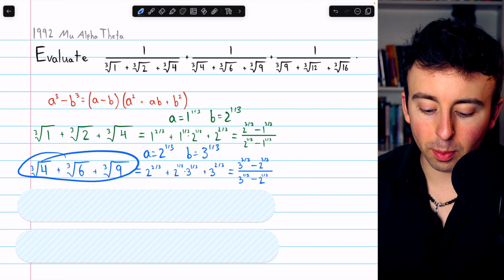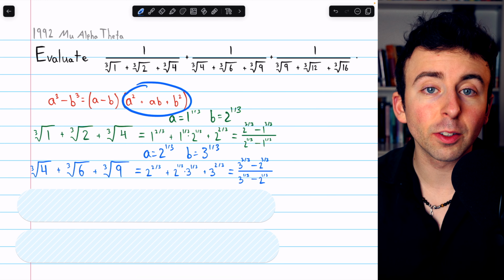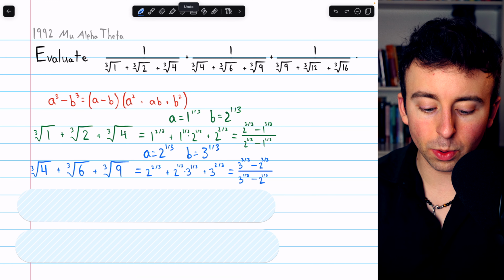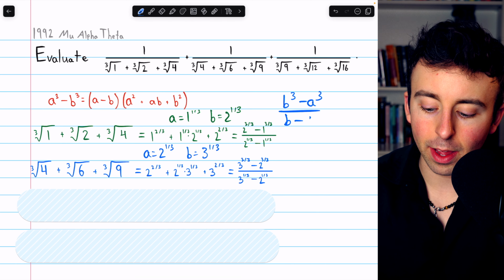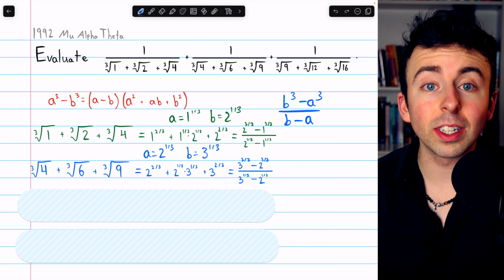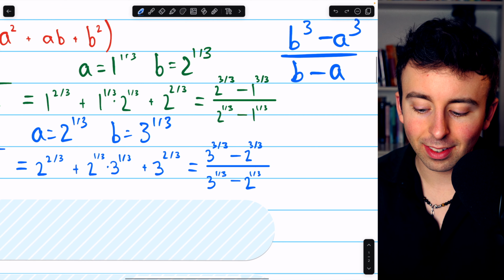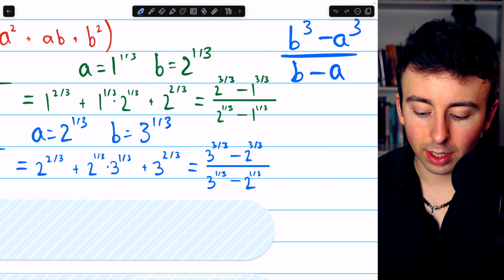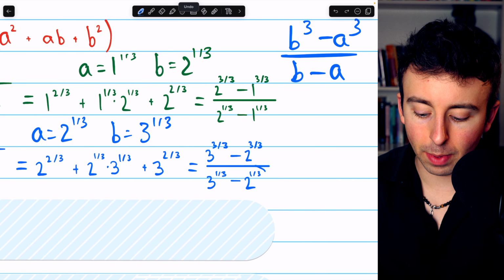So if this sum of cube roots, which we've written like this, is this part of the factorization, what it's equal to is a cubed minus b cubed divided by a minus b. Or, as I'm writing it, b cubed minus a cubed divided by b minus a. And that's what you see here. 3 to the 1/3 cubed, which is 3 to the 3/3, minus 2 to the 1/3 cubed, which is 2 to the 3/3, divided by 3 to the 1/3 minus 2 to the 1/3.